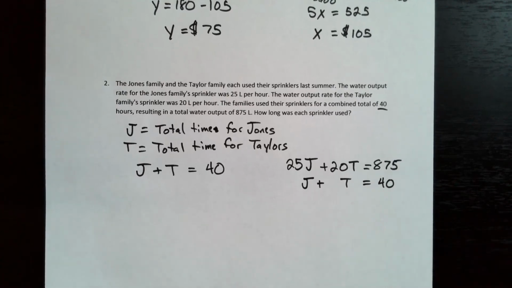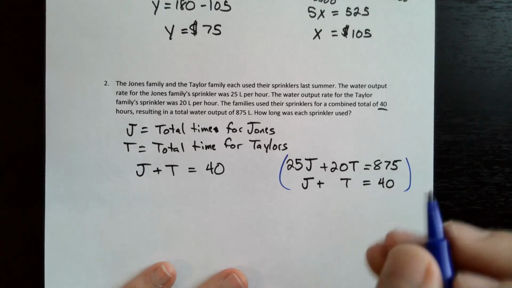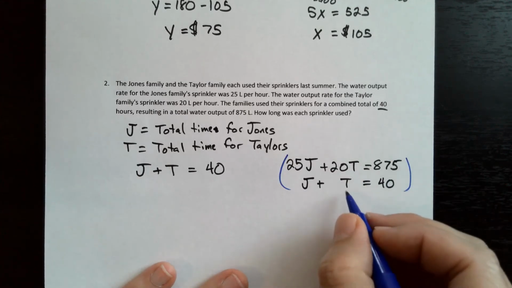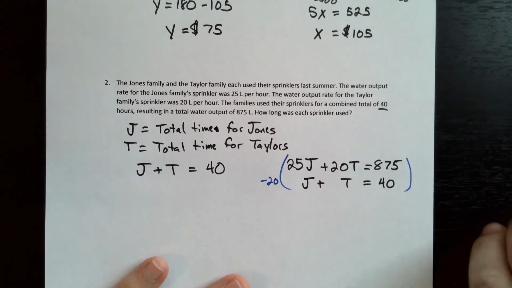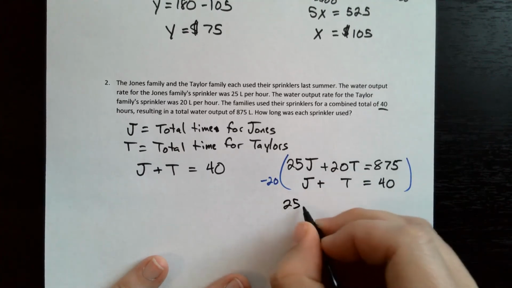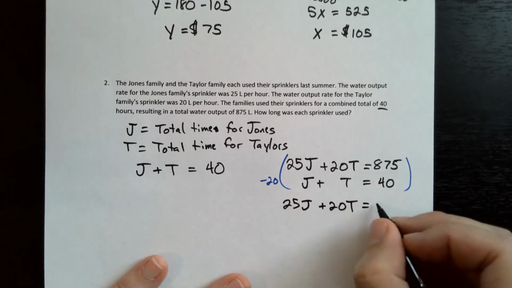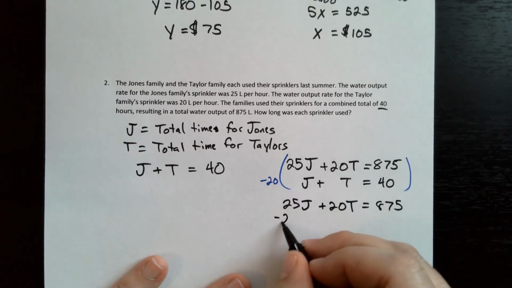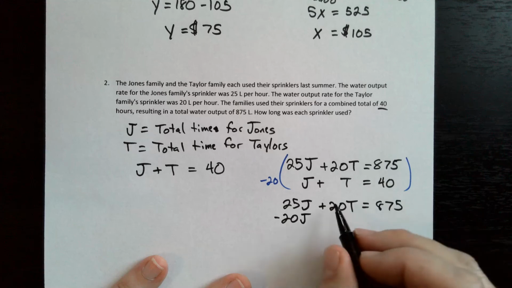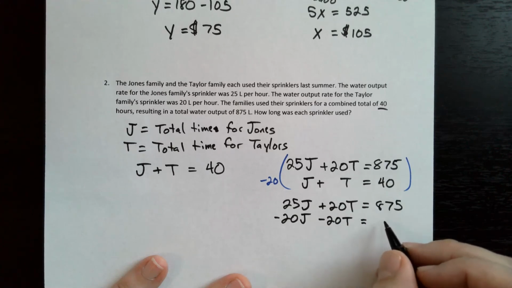Let's multiply the bottom one by negative 25. Or actually, let's do negative 20, so we'll get rid of the T. So negative 20 so that we can get rid of that second variable. So 25J plus 20T equals 875. And then we have negative 20J, that's our second equation, minus 20T is equal to negative 800.